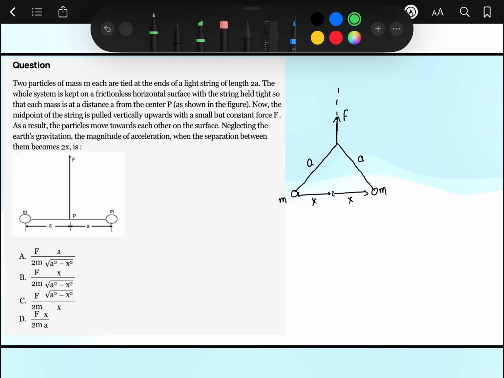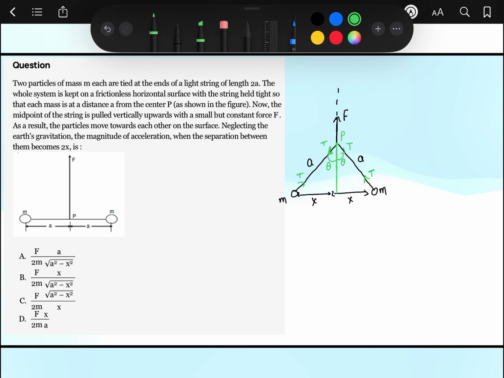Because we are pulling this string, there will be a tension force developed in the string, let us suppose it is T, it is also T, and similarly at this end tension is pulling this mass m, and this is also T. So if I draw here this triangle and I take this angle as theta, this is also theta. Let us suppose this point is P.